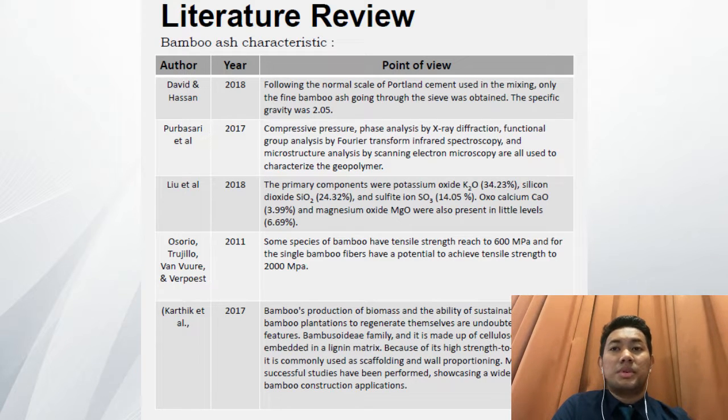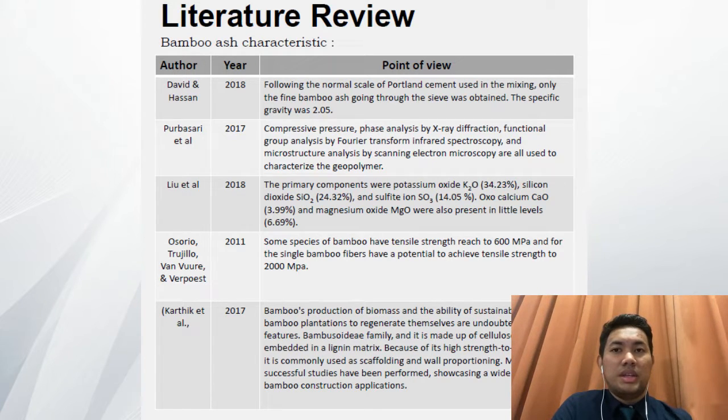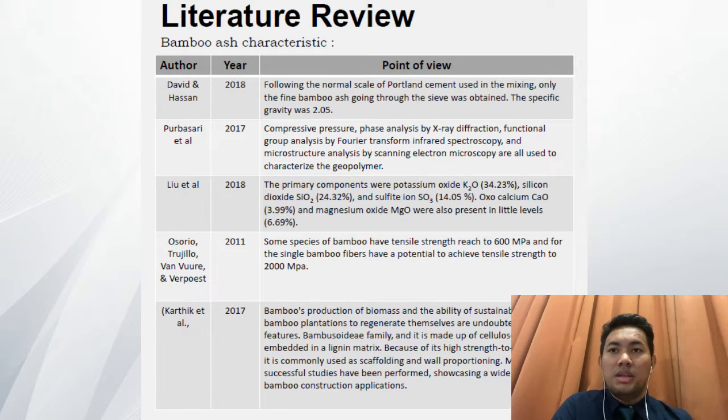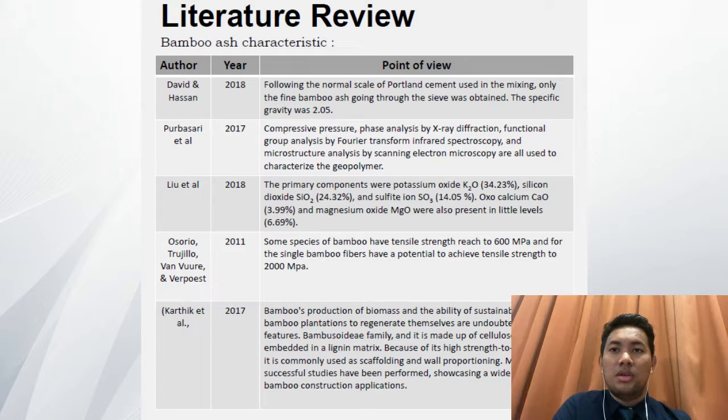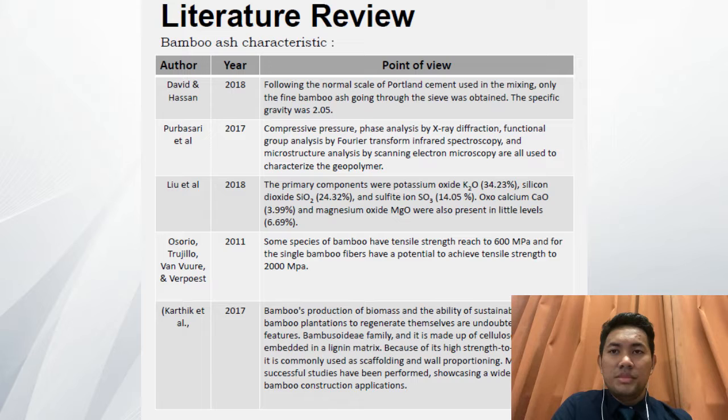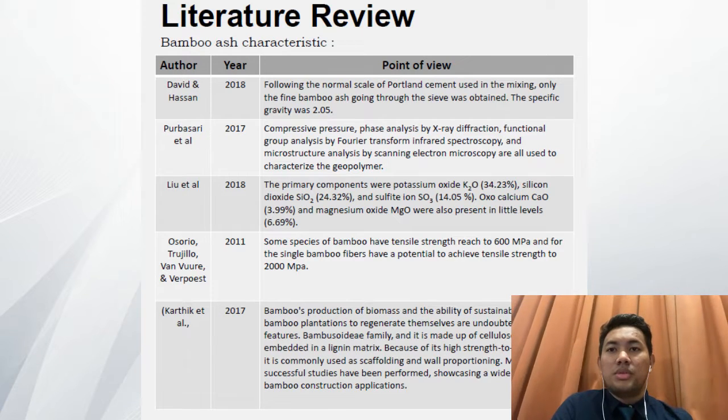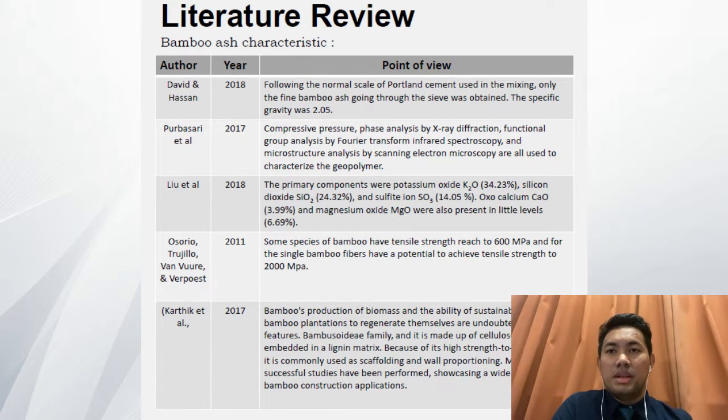The primary component was potassium oxide at 32.23%, then silicon dioxide at 24.32%, and then sulfide ion, which consists of 14%, and then calcium oxide at 3.99%. There is also a level of 6.6% of magnesium oxide.